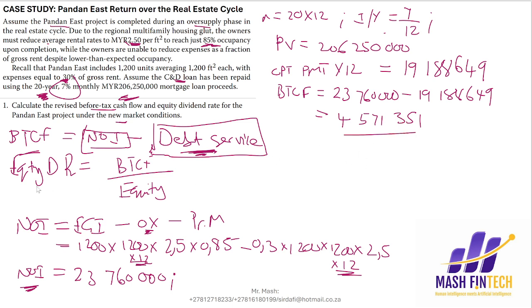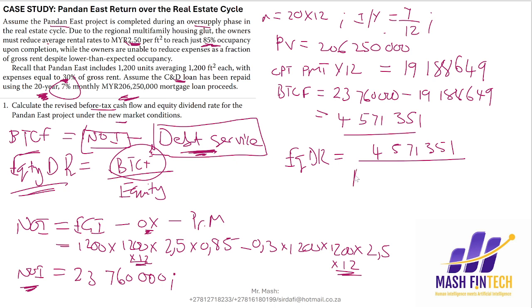The equity dividend rate would then be equal to the before tax cash flow, 4,571,351. Then we divide by the equity. This equity is simply the value of the property minus the outstanding debt. Remember, we use the face value of the debt here. We are going to use the par for the debt, and here we use the total cost of property. We use the cost at inception.